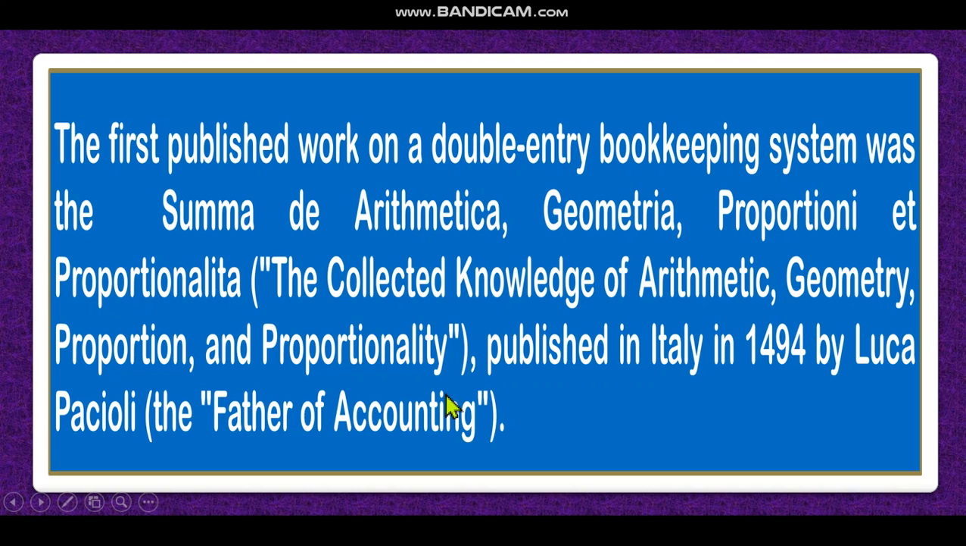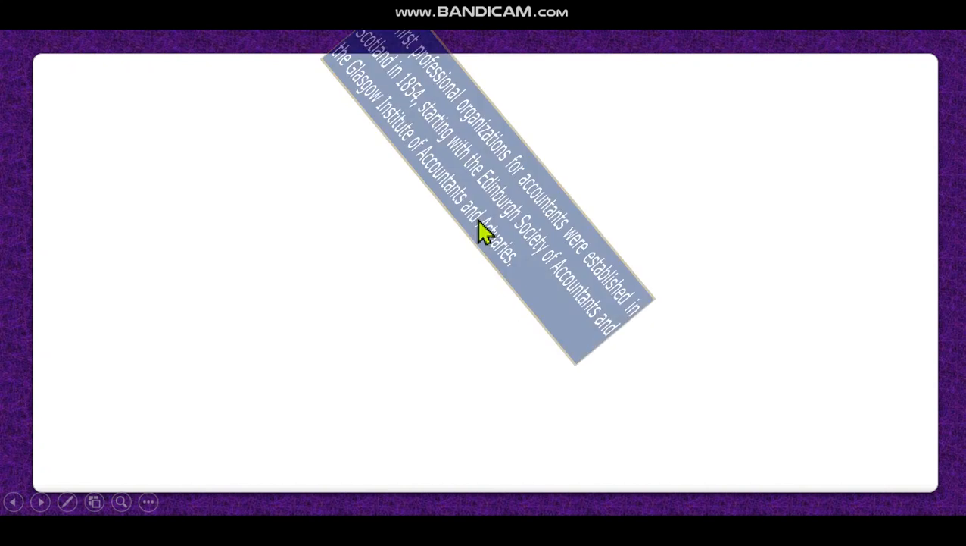Dear student, the first published work on the double entry bookkeeping system was the Summa de Arithmetica, Geometria, Proportioni et Proportionalita. That means the collected knowledge of arithmetic, geometry, proportion, and proportionality. Dear student, this is the first book in the history. This is the first time a book was written about accounting. You know that this is a book of mathematics, and in this book Luca Pacioli, who is known as the father of accounting, discussed the double entry system. In his book in 1494, he discussed the double entry system. You know that all over the world nowadays we also follow the double entry system. Dear student, this is some of the history of accounting.